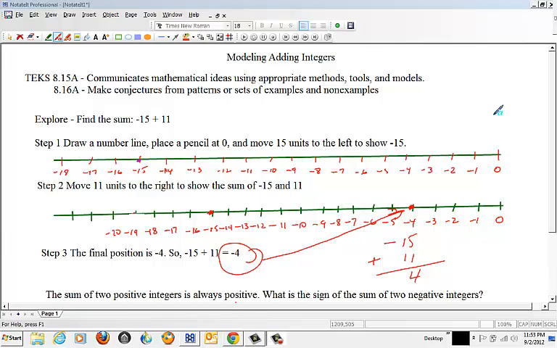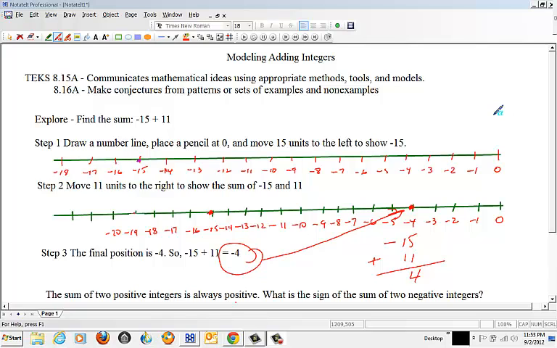We want to model adding integers at this point. Let's take a look at T8.15a, which is communicate mathematical ideas using appropriate methods, tools, and models. And of course 8.16a, we want to make conjectures from patterns or set of examples and non-examples. Let's take a problem. Negative 15 plus 11.